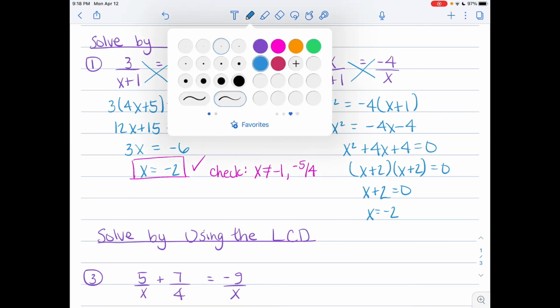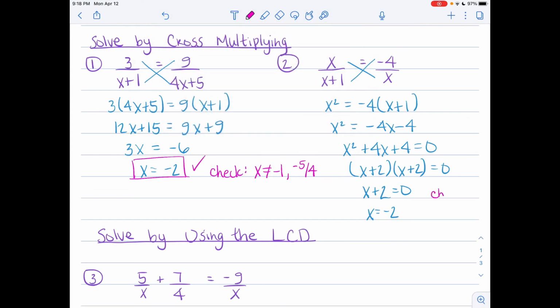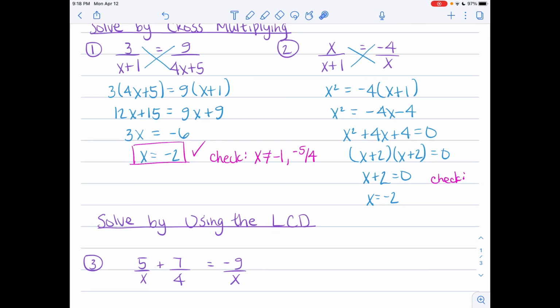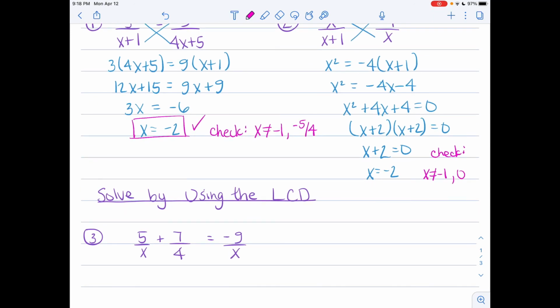And now we need to do our little check again. So in this first denominator, x plus 1, that means that x cannot equal negative 1 because that would make the denominator 0. Here, if I was going to try to make the denominator 0, then x itself would have to be 0. So x can also not be 0, but negative 2 isn't either of those, so we are okay and it checks out.